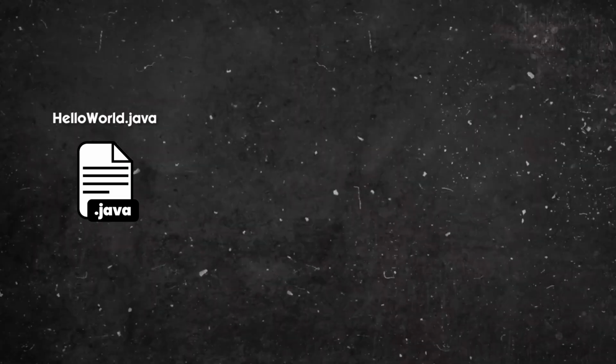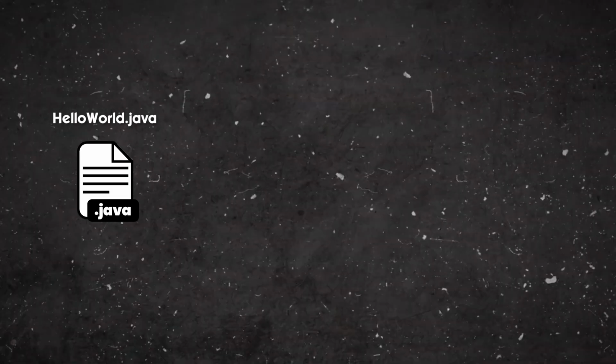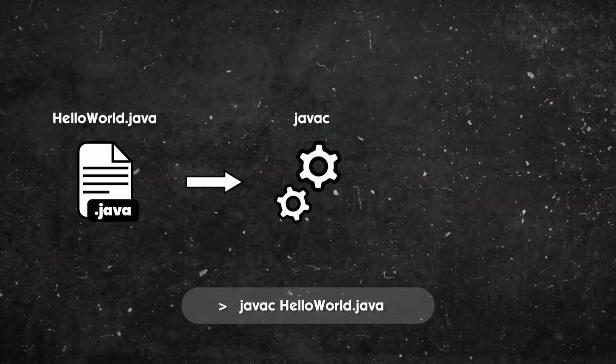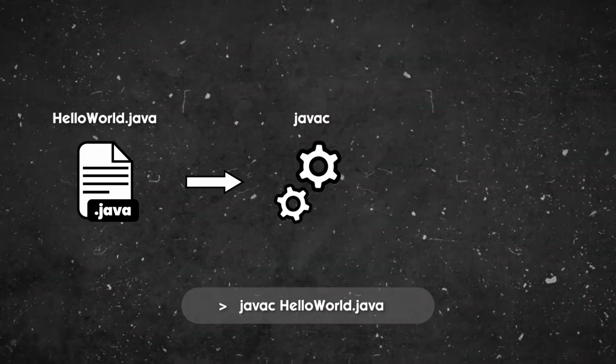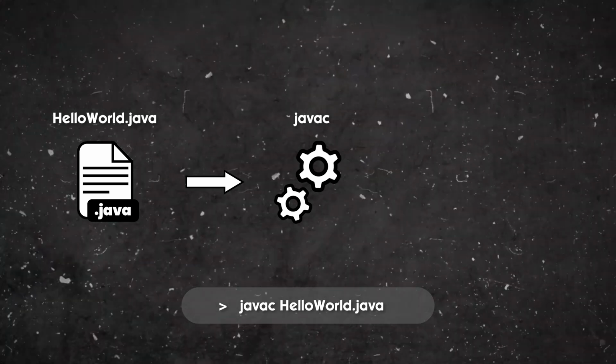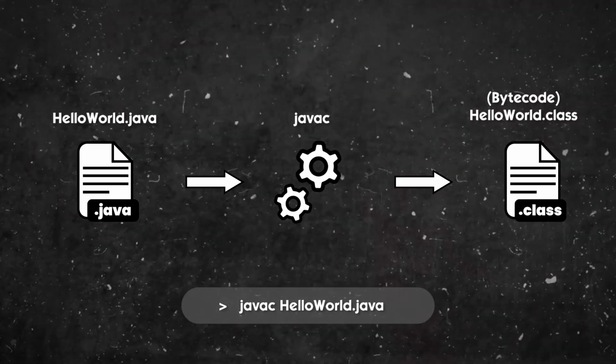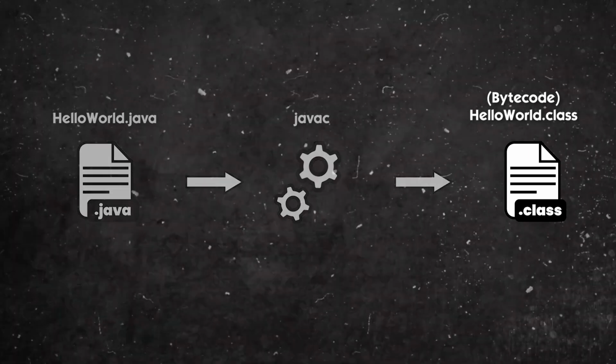First of all, let us say we have written our Java program, HelloWorld.java. We will use javac. This is the Java compiler provided within our JDK. This compiler will take our program file and it will give us a file called HelloWorld.class. This is also called bytecode.